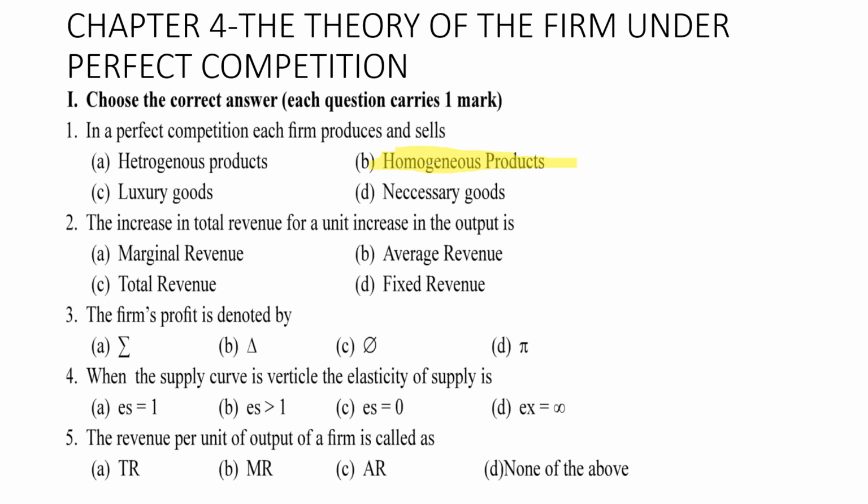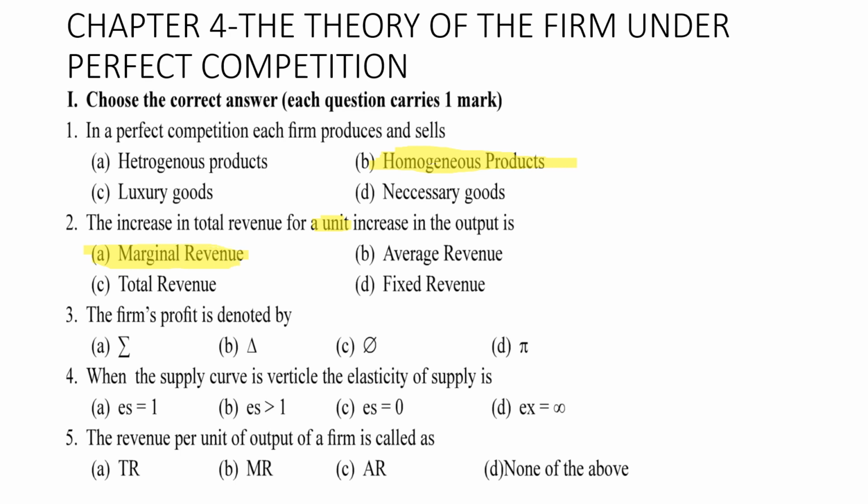Second question, the increase in total revenue for a unit increase in the output is. Now don't confuse with the average revenue. See, it is not per unit, it is for a unit increase. So whenever you see that total revenue is increasing because of one unit increase, that happens because of marginal revenue. Okay, the additional unit. So answer here is marginal revenue.